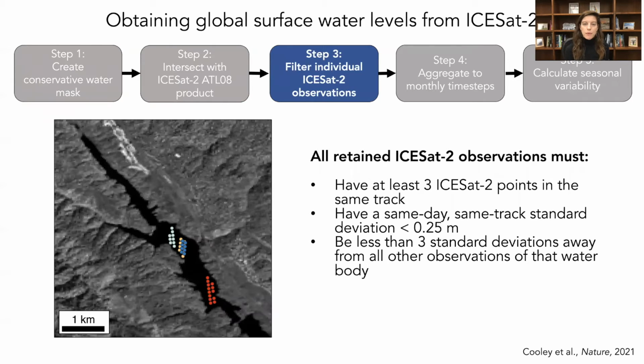Now, the next step was then to filter our ICESat-2 observations. And this is really important both to ensure there's no contamination from land, but also to remove outliers that are generally present in any kind of data set or any satellite-derived product. And in particular, there are 3 key criteria we were looking for in terms of filtering out observations. So first, we wanted to ensure that all observations retained have at least 3 ICESat-2 points in the same track on the same day. So you need at least 3 points in that track over the water body for us to retain the measurement.